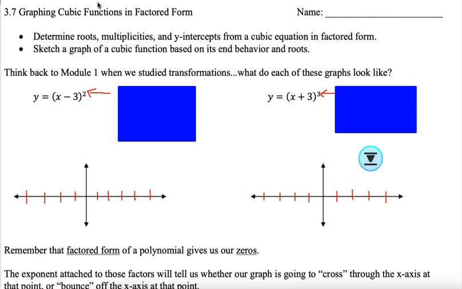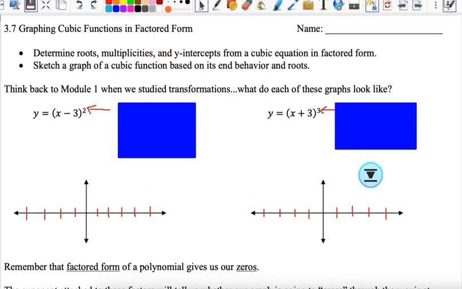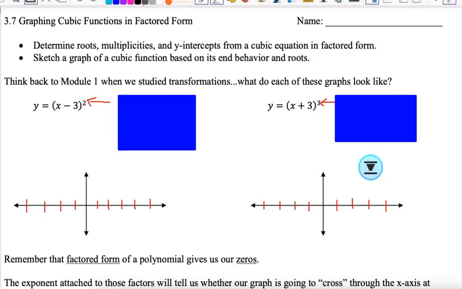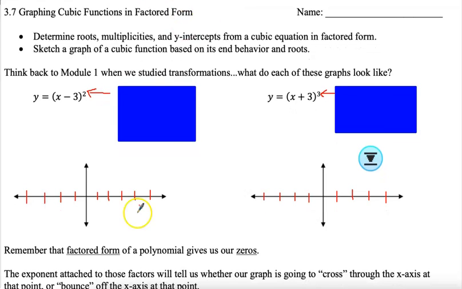So think back to module 1 when we studied transformations. What do each of these graphs look like? If it is happening inside the parentheses, I know it is moving to the left or to the right. It's the opposite of what I think. So a -3 is actually going to shift this graph to the right 3. Now the squared means it's a quadratic, and we know quadratics look like U's. So if I go to the right 1, 2, 3, this will be a quadratic opening up.